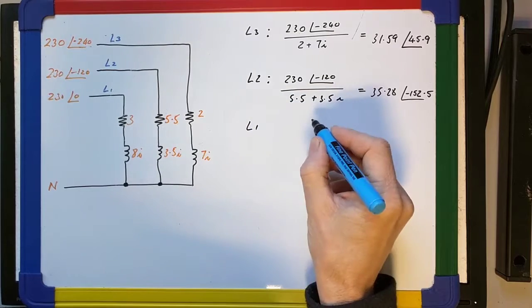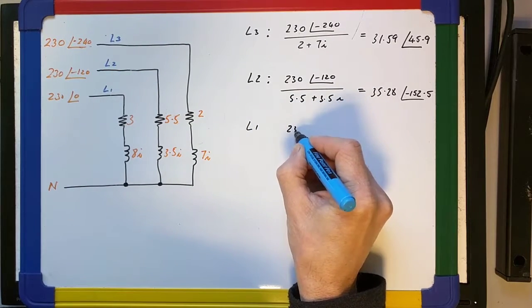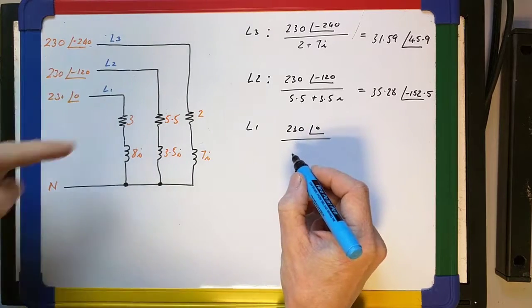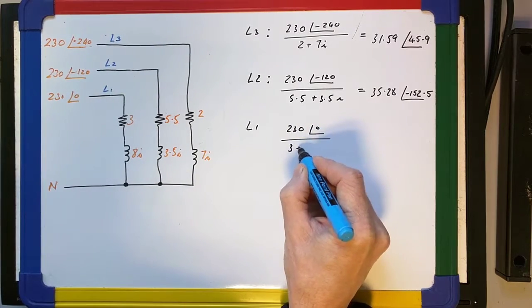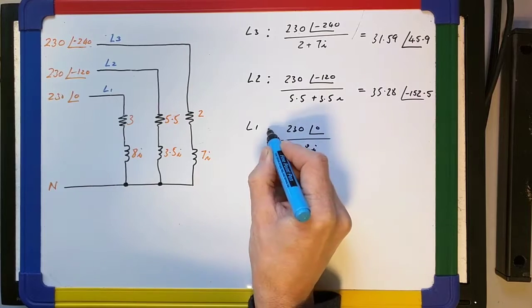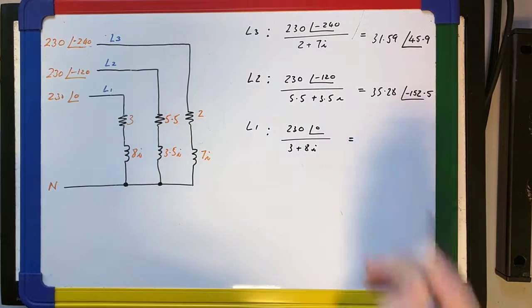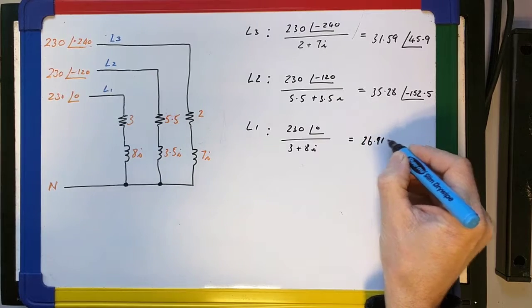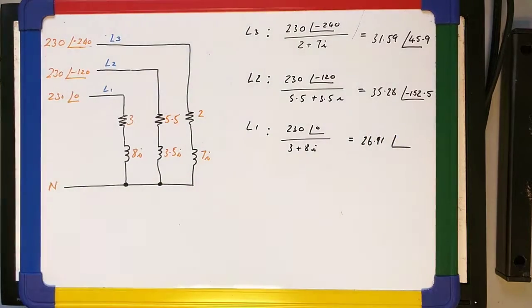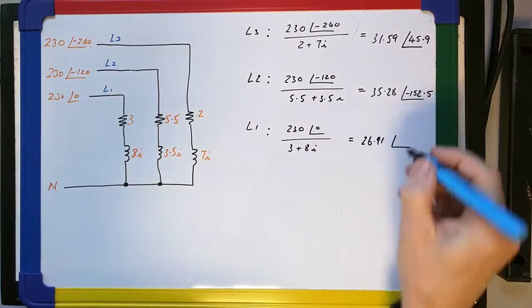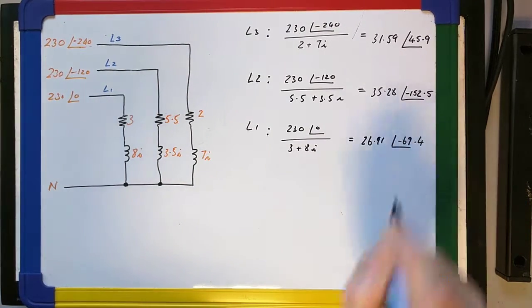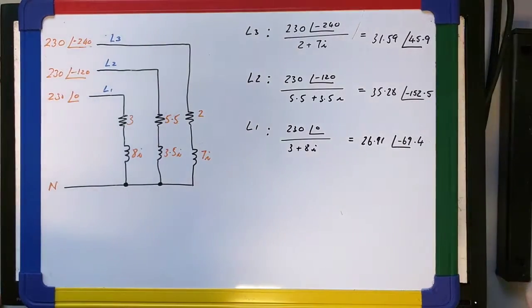And then live 1 has a supply voltage of 230 at angle 0 and it's driving an impedance of 3 plus 8i, and that works out as 26.91 at an angle of minus 69.4, and these match up very well with the simulation.